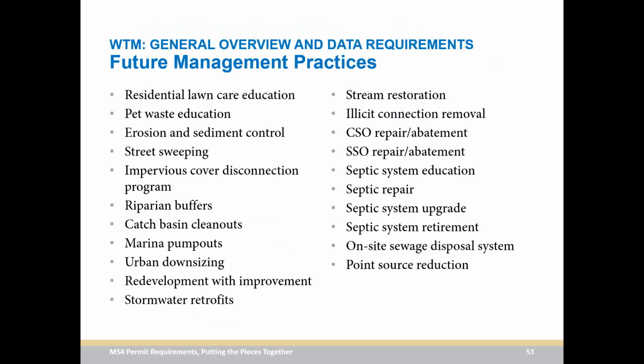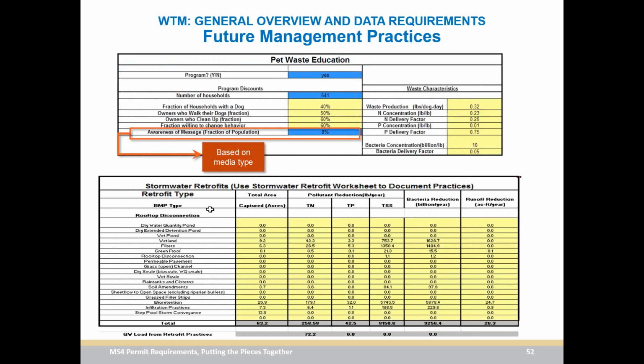You can also determine what future management practices you may want to implement and how they will affect your loads to your waters. They can include a variety of things, many of which are listed here. And the tabs in this area follow the same format as the existing practices. In this situation, it shows you the assumed reductions based on the number of households or the amount of outreach that you may be obtaining.